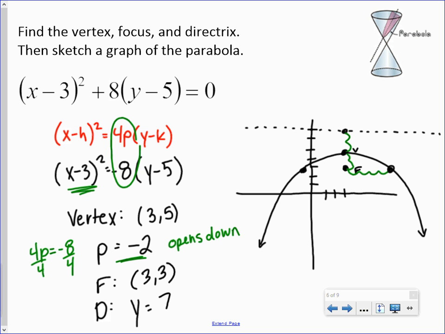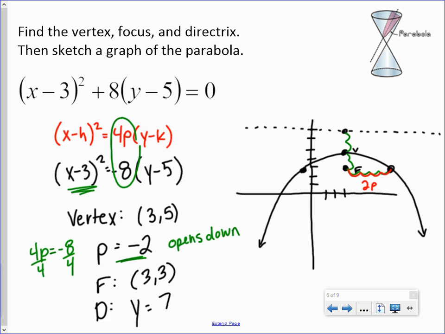Now, the shortcut for this is that's 2 times p. Your p-value is -2, so 4 in absolute value, but you could go left 4 and you could go right 4 from your focus, and that'll get you your other points for your parabola. But if you always count back to the directrix right there, it'll be the same number, 2p.